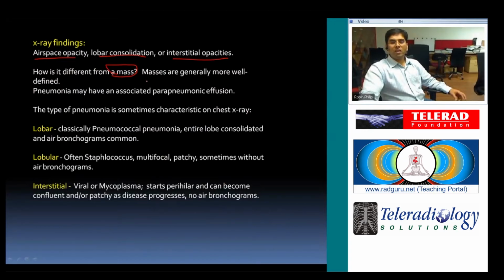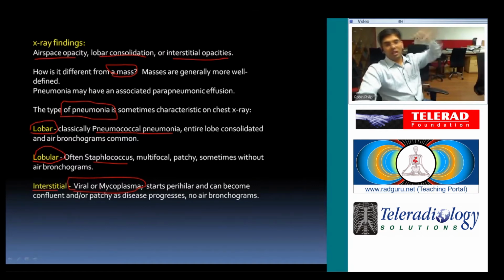And then sometimes to confuse, you have this round pneumonia. There is an entity called round pneumonia where it may look like a mass. So hence you need to follow up those kind of lesions to make sure they are not neoplasms. And then depending on the type of pneumonia, if there is lobar involvement, usually pneumococcal pathology, and if it is a lobular involvement, often staphylococcal infections, and if it is interstitial, usually these viral pneumonias, they usually start off as an interstitial process, then they go on to become these patchy opacities. And usually no air bronchograms are seen in these interstitial pneumonias.